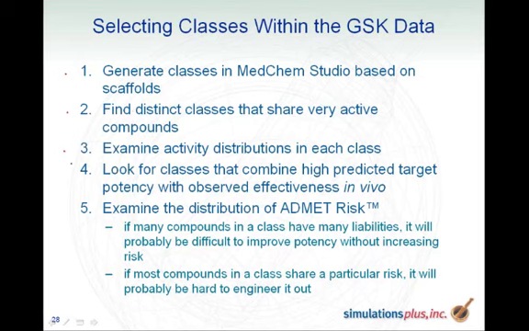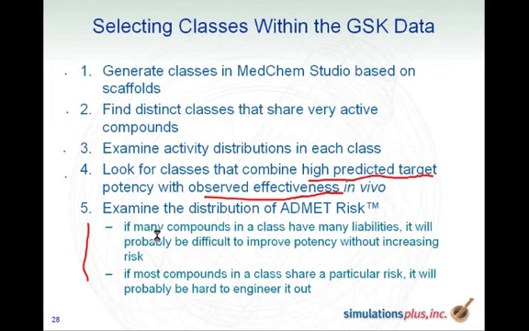Examine activity distributions in the class, and particularly look for classes that have high predicted target potency and observed effectiveness in vivo. This may indicate that these compounds are operating by inhibiting this target enzyme. And then finally, we want to look at the distribution of the Admet risks. If a particular class has a large number of Admet liabilities, it may be difficult to improve the potency without increasing the risk. Now, if all the compounds in the class share a particular risk, then that may be due to the scaffold. So that may be a class that we want to drop.